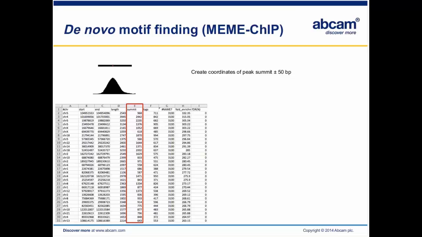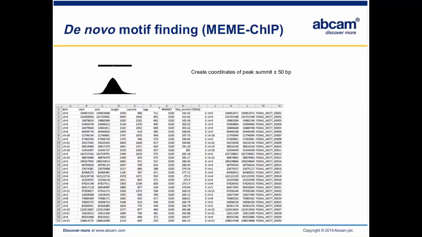To create the coordinates of peak summit plus minus 50 base pair, just create 4 new columns after the FDR column of the interval file. The first new column is the same as column A, which is the chromosome name. The second column will be column B plus column E minus 50, and the third column will be column B plus column E plus 50.